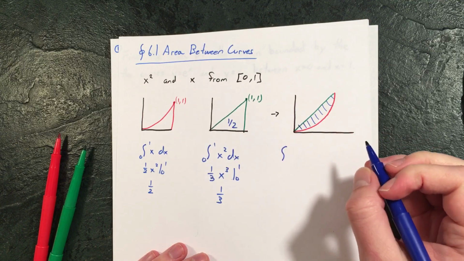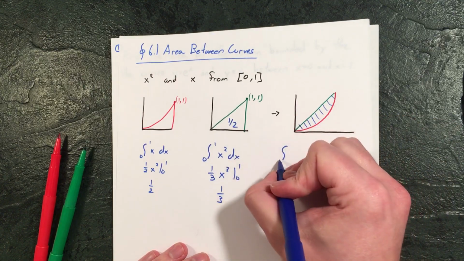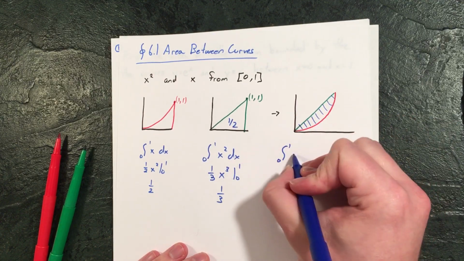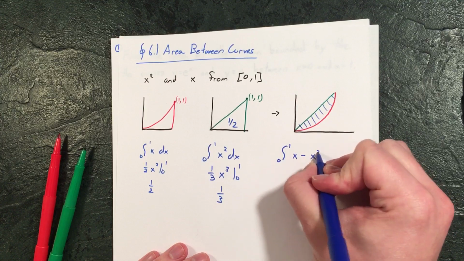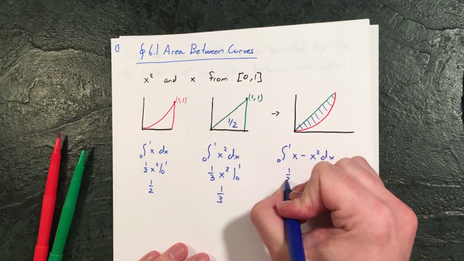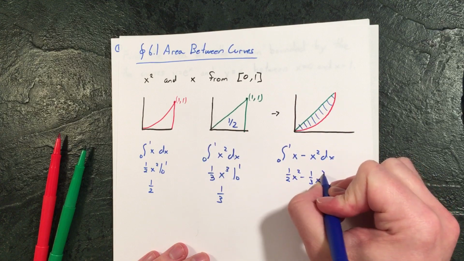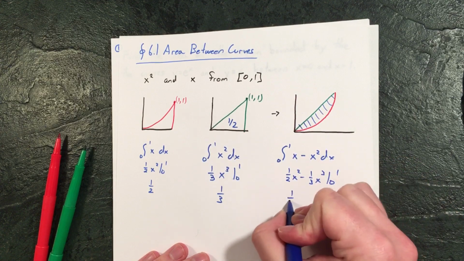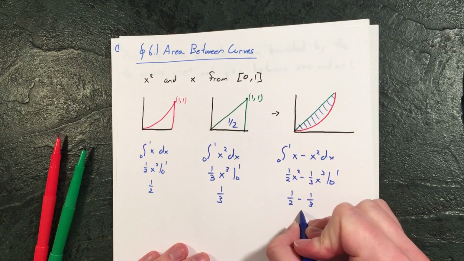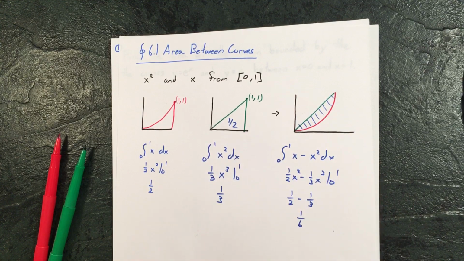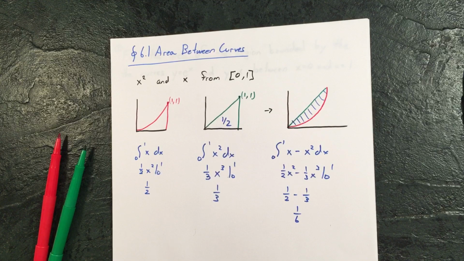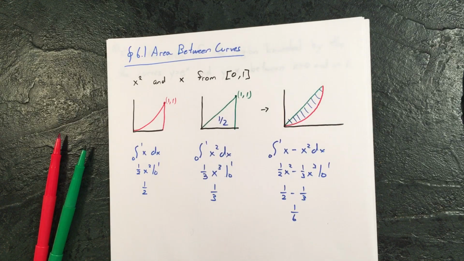How we would set this up in an integral is we're going to put the x here and subtract the x squared. So we are getting that subtraction we were thinking of, resulting in 1/6. But this is a very basic, simple example, and you may be thinking, well, what happens if things are a little bit more complicated?